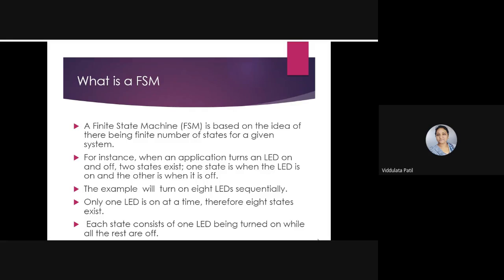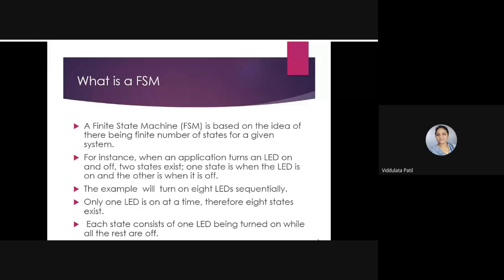Now, a finite state machine is based on the idea of there being a finite number of states for a given system. Whenever you are considering any system, it will have certain finite states, and this state machine is based on that idea. Now, for example, you have an application which turns an LED on and off. So it will have two states. One is LED is on and another is LED is off. So these are the two states for that application.